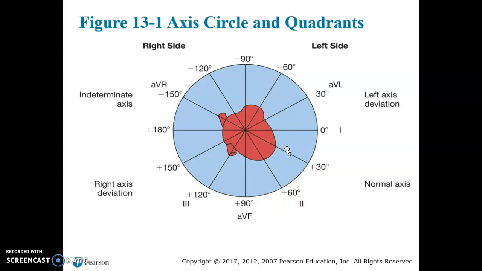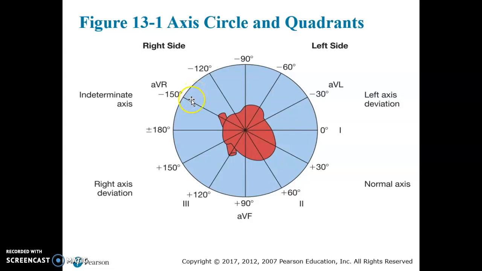So with the normal axis, 0 to positive 90, left axis deviation is going to fall between 0 and negative 90. Right axis deviation, we're going to go over here, it's going to fall between positive 90 and positive or negative 180. And then the indeterminate axis is so called because it can't be determined whether it's extreme left axis deviation or extreme right axis deviation. So it's going to be located between negative 90 and negative or positive 180. Okay, so it's going to fall in this area.